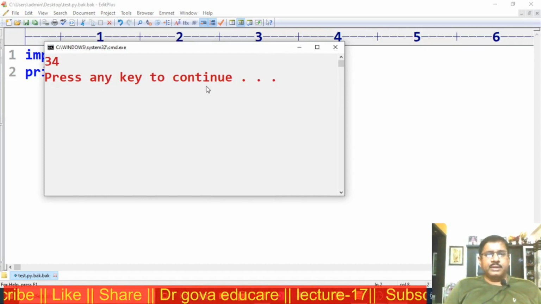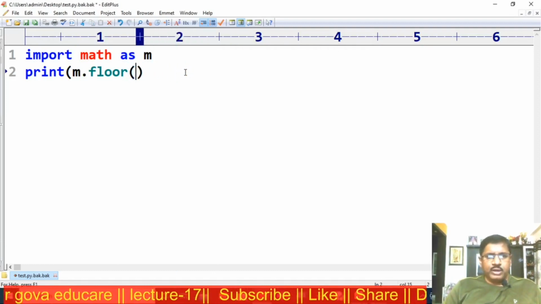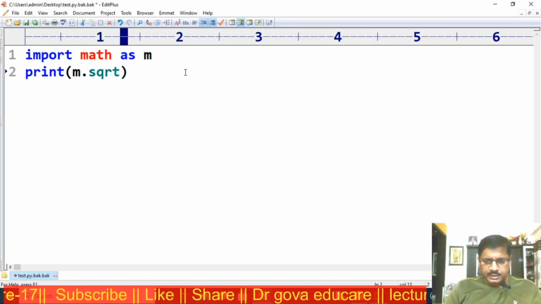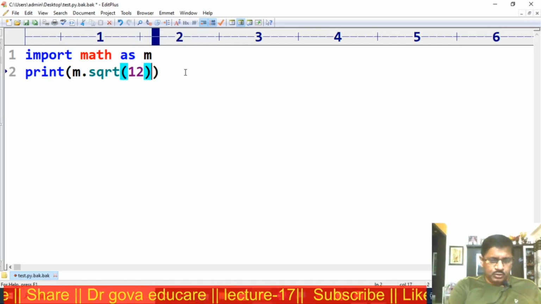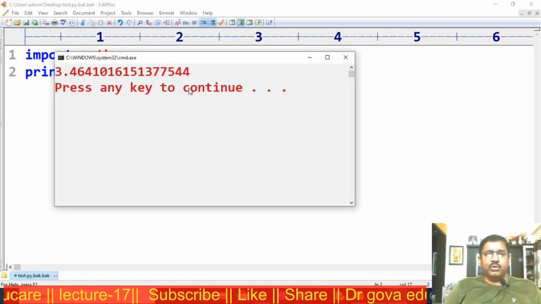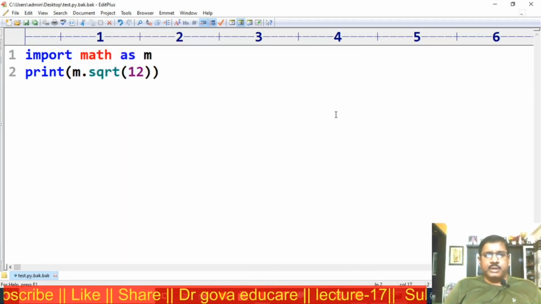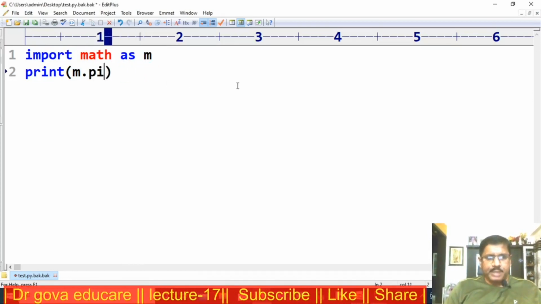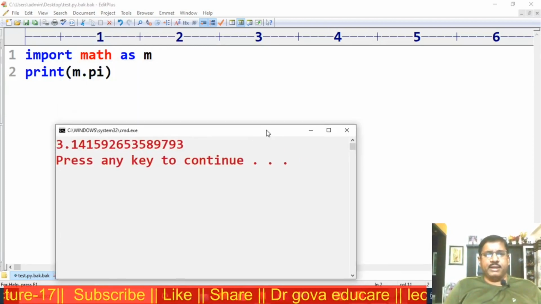Observe here. Suppose I want to find the square root of 12, sqrt of 12. I am executing the program. This is the square root value of 12. Suppose I want to find out the constant value pi. Now this will be the output. This is the pi value.